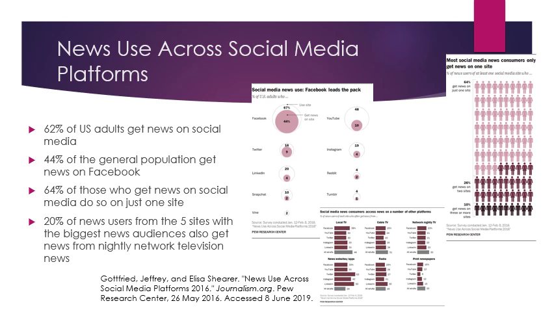Some of the other statistics to highlight include 44% of the general population get news on Facebook. 64% of those who get news on social media do so on just one site. 20% of news users from the 5 sites with the biggest news audiences also get news from nightly network television news. Also, all of these diagrams and more interesting statistics can be found at the link to this article. Again, these articles present in this video are intended to show the evolving mediums by which information is circulated in today's society.